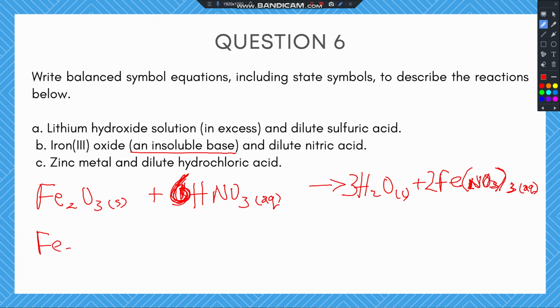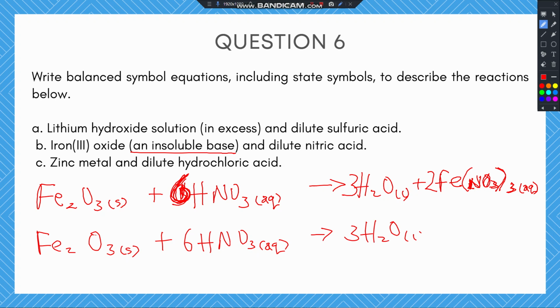Let me write it one more time. Fe2O3 plus 6HNO3 giving 3H2O plus 2Fe. This is the full balanced equation. That is for the second one.